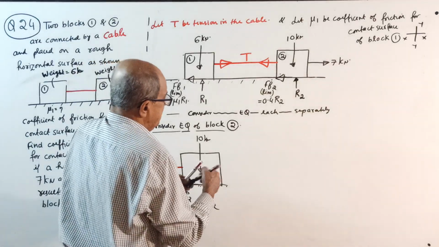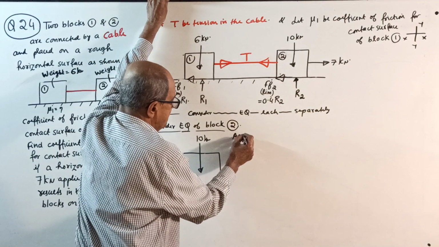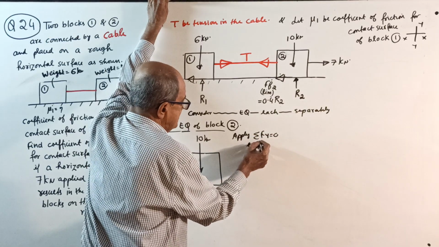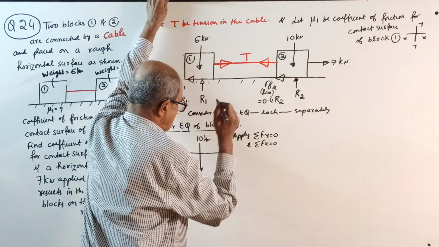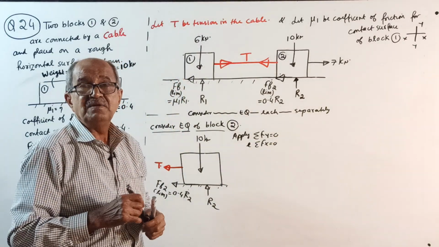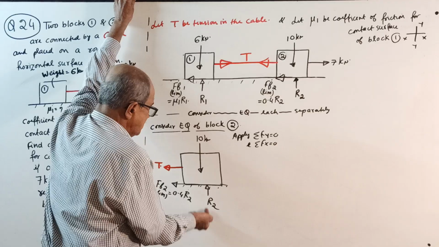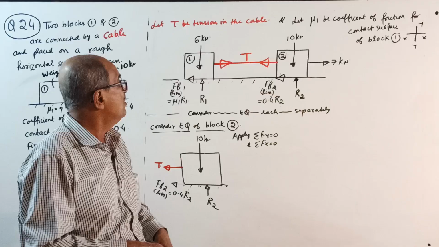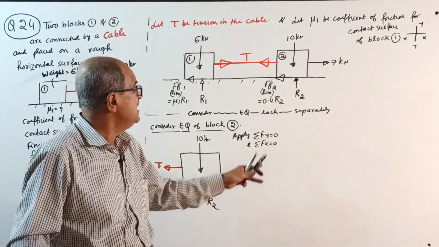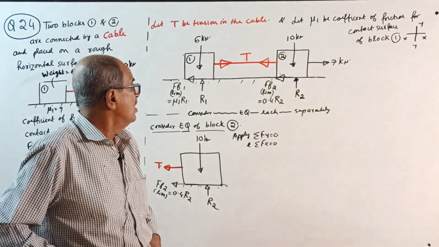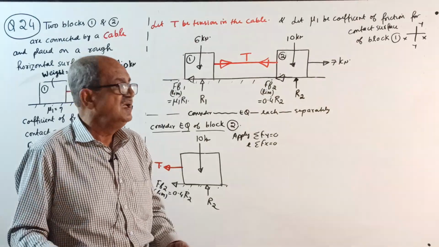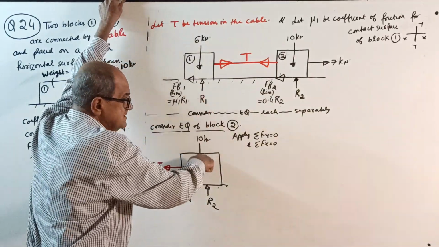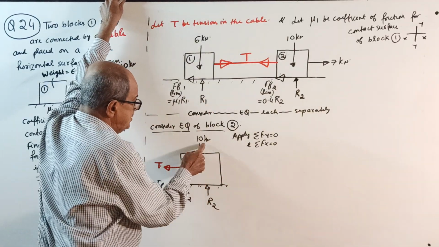Now apply sigma Fy equals 0 and sigma Fx equals 0. I will dictate here: sigma Fy equals 0, R2 minus 10 equals 0. I will not write because this is told so many times. If people say he is not writing anything, it means don't come to my class. If you cannot do that much work, what can I do? R2 minus 10 equals 0, R2 equals 10.